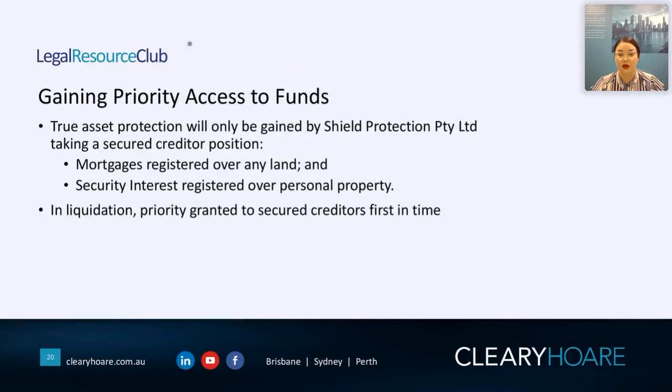True asset protection can only be gained if Shield Protection takes a secured creditor position over any land, where you could take a mortgage, or any personal property of the company, where we use a security interest. The reason these steps are necessary is that in liquidation, priority is granted to secured creditors registered first in time. There are a number of exceptions to this. This is used if the dividend can't be cash flowed or the company needs working capital to keep running the business. In these circumstances, we'd use a loan back to the company.